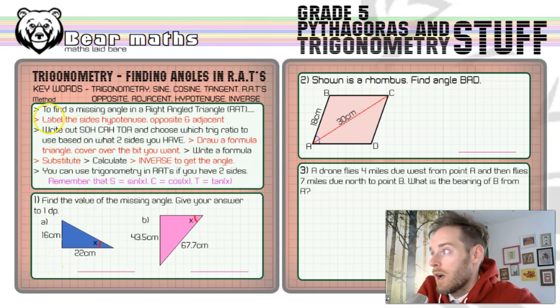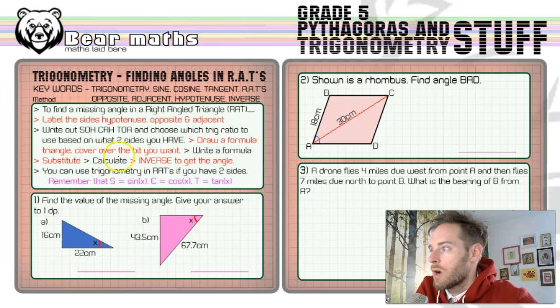As always, to find a missing angle in a right angled triangle, you've got to label the sides. Same as last type of questions. When you're finding the sides, you label the sides: hypotenuse, opposite and adjacent, H, O and A. Write out SOHCAHTOA and choose which trig ratio to use based on what two sides you have got. It's slightly different, that little bit. You're going to get two sides and you're going to be able to find an angle. You could also find the missing side length using Pythagoras, but that's not what we're after in these particular problems.